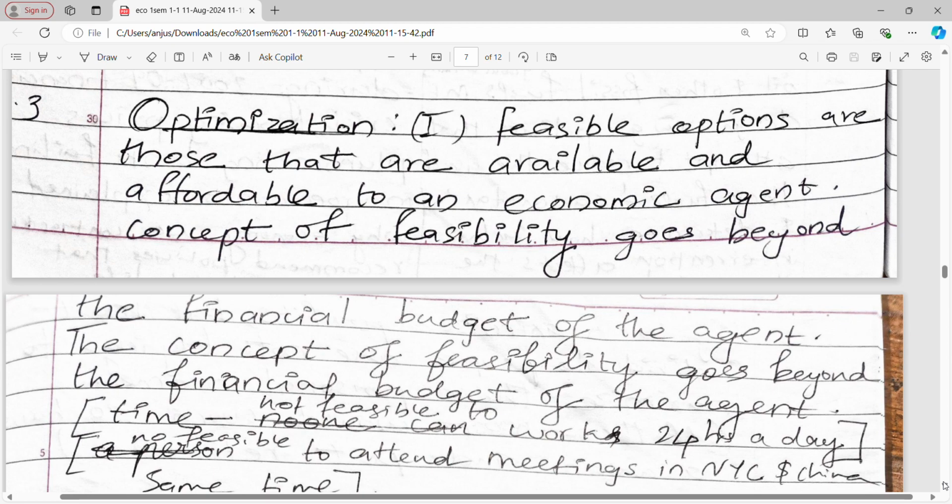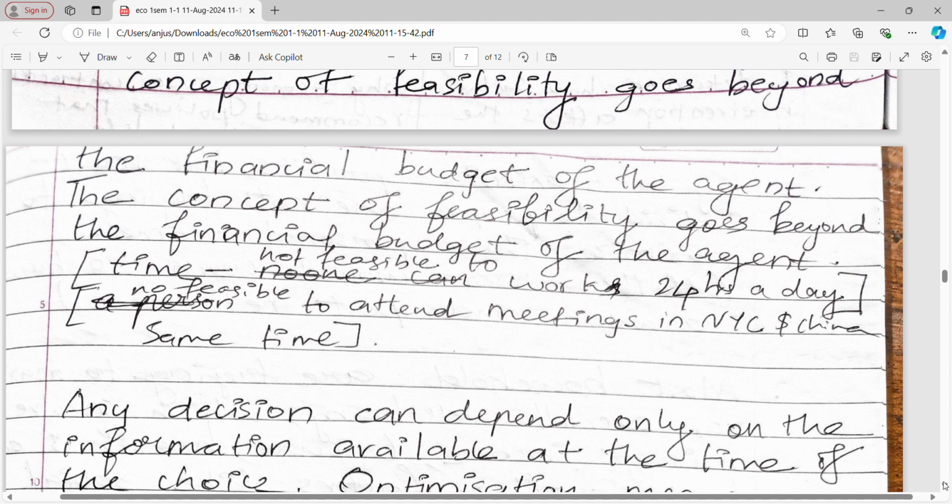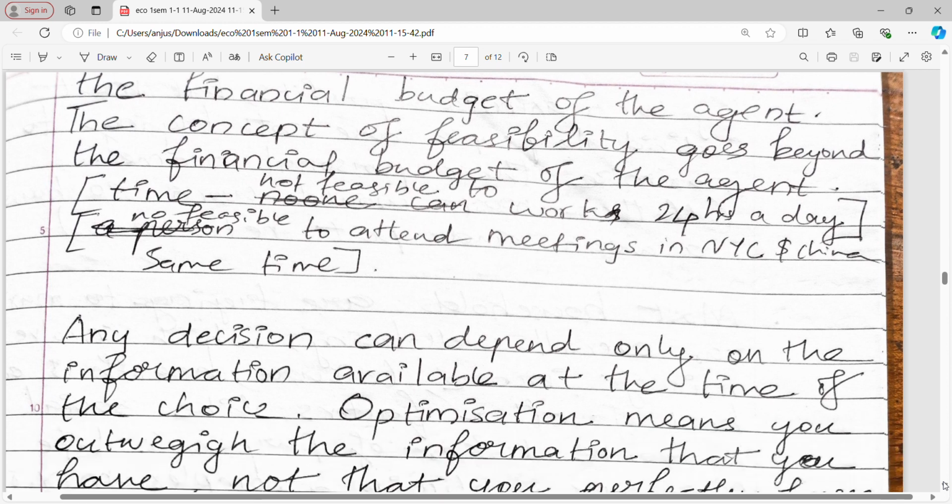The concept of feasibility goes beyond the financial budget of the agent, because it also includes time. It is not practical for one to work more than 24 hours a day. It is not feasible for a man to attend physically a meeting in New York and at the same time attend a meeting in Beijing. So it's not all about finance, it's also about time. It's about practicality.